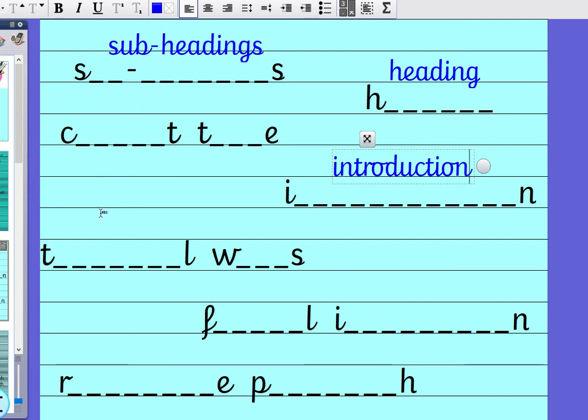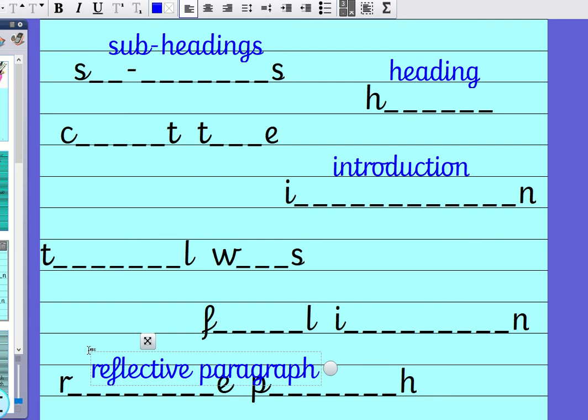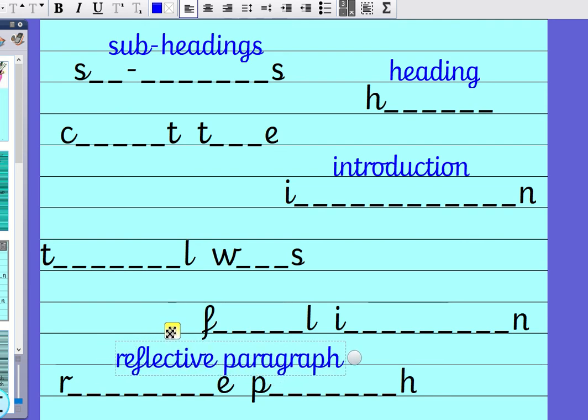What else do we have? We also have a reflective paragraph at the end, which also uses different sentence types and will tell us, it will kind of sum it up, for want of a better expression. Okay, it will use the correct tense.